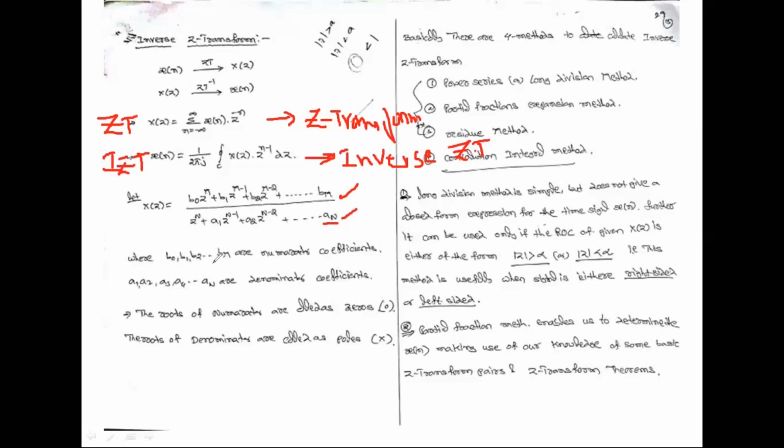where b0, b1, b2 are the numerator coefficients. a1, a2, a3 up to aN are the denominator coefficients, and here is z power N, there is no a0. Remember that, my students. The roots of the numerator are called zeros. The roots of the denominator are called poles. Zeros are represented in the plane like this, a circle, and poles we can represent as a cross mark. Got it?